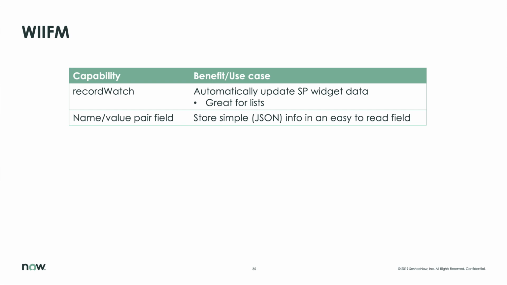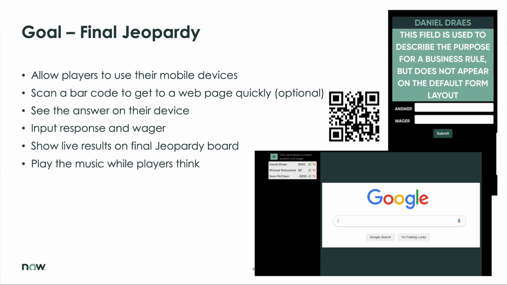recordWatch, hugely helpful for making live widgets, whether it's a list or a counter or whatever it is. And then the name value pair, great way to store simple JSON payloads. It is not complex data. You can't do an array. It is just name value, name value, name value, name value. Very simple stuff. So for a situation like this, perfect. Easy to plug in, easy to retrieve. Let's go to the next use case, because I think I got a couple more.